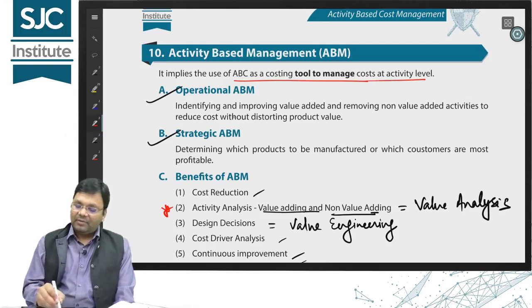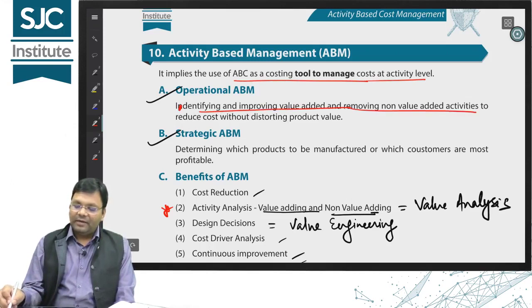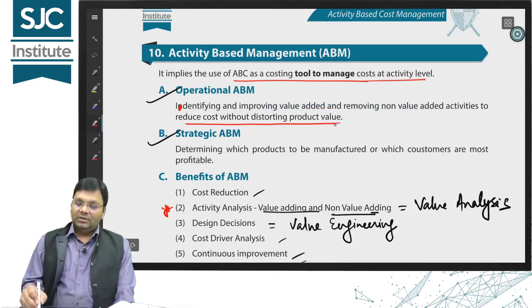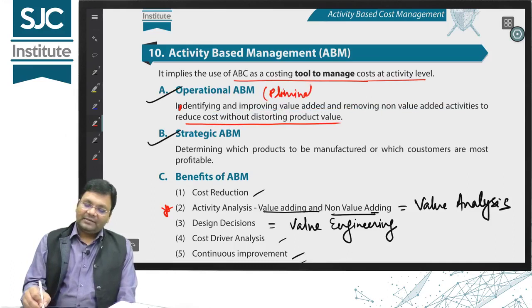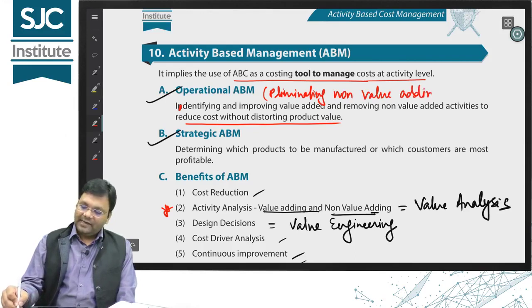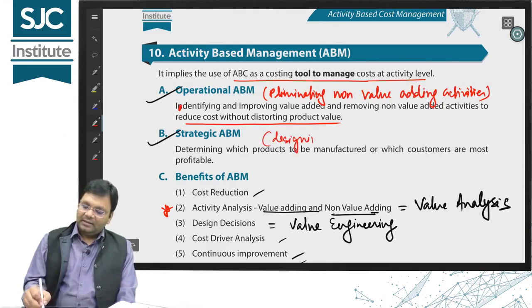Operational ABM is about identifying and improving value added activities and removing non-value added activities to reduce cost without distorting product value. So it is about eliminating non-value adding activities. In short, you can always note: eliminating non-value adding activities. Strategic ABM is about designing new products.